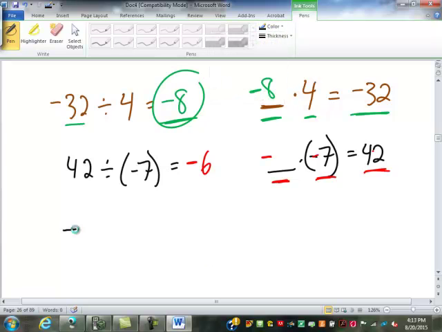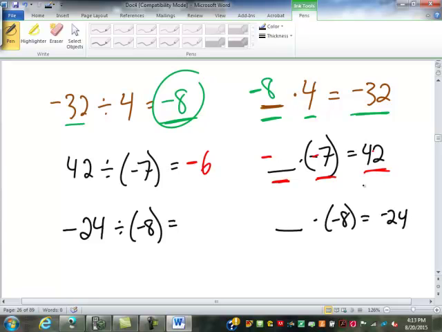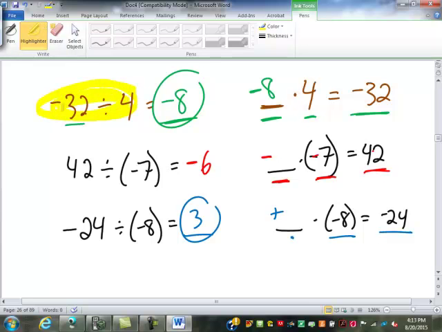If we have negative 24 divided by a negative 8, same thing. Blank times a negative 8 equals negative 24. Well, this is negative and this is negative, so we have to multiply it by a positive. So this is going to be a positive 3. So it's the same thing. Just like with multiplication here, we see that if we have one of each, one positive and one negative, our answer comes out to be negative. If they're both negative, the answer comes out to be positive.